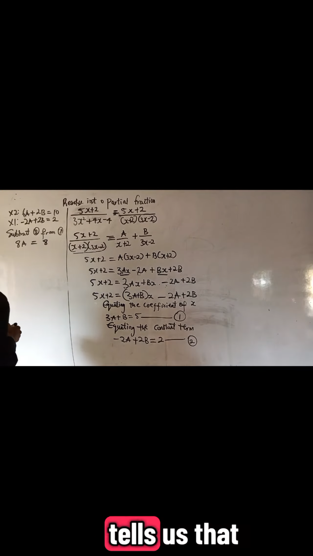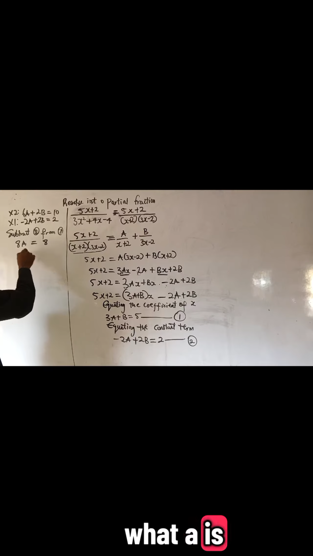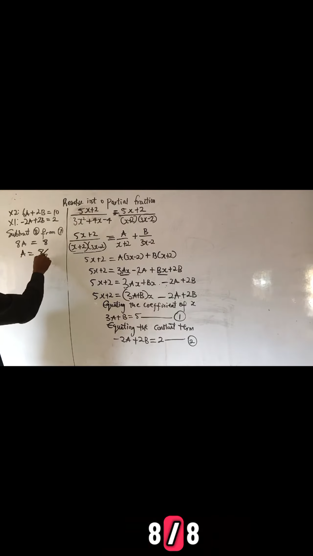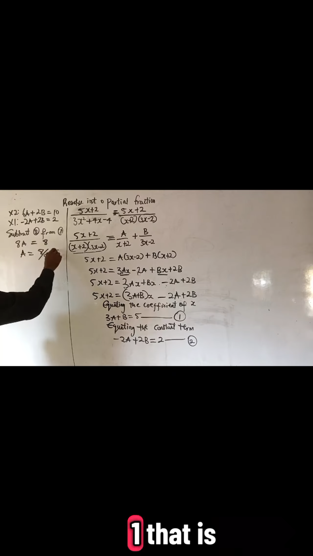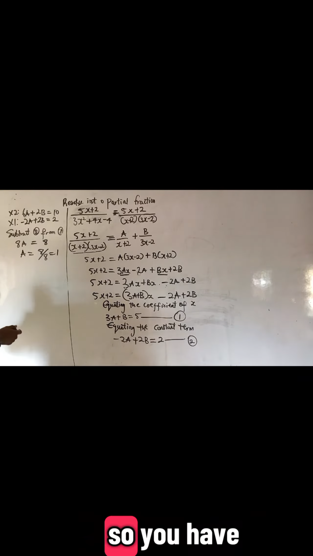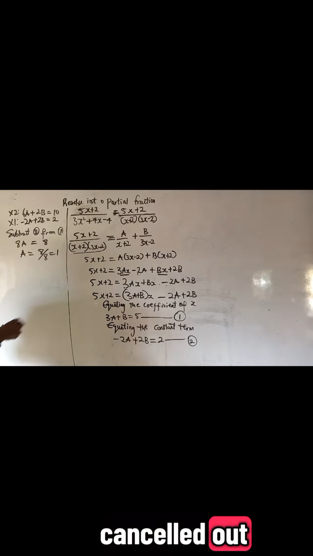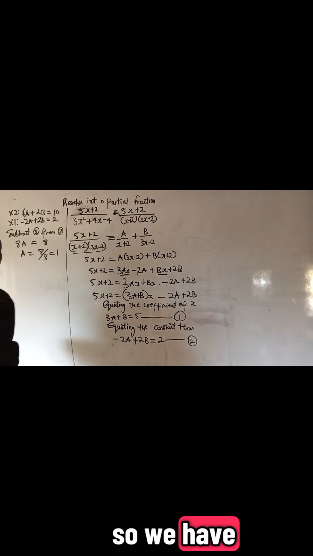So it therefore tells us that A is equal to 8 divided by 8, which is equal to 1. That is dividing both sides by 8. So you have this, 8 is cancelled out. So we have gotten the value of A.